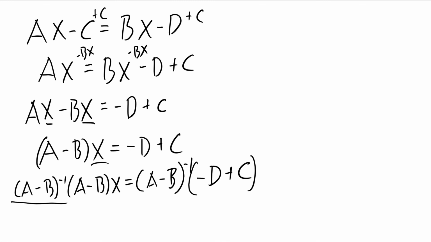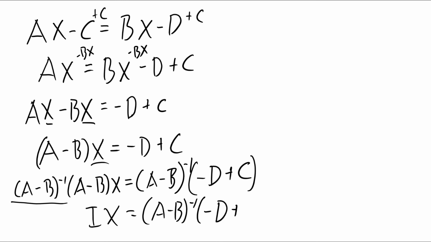All right, on the left-hand side, a minus b inverse times a minus bx. A minus b inverse times a minus b gives us I times x equals a minus b inverse times negative d plus c. And we know I times x is really just x. So we've now solved for x. X is a minus b inverse times minus d plus c. So this is how we can solve matrix equations.